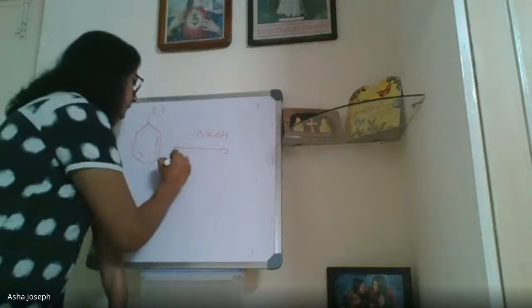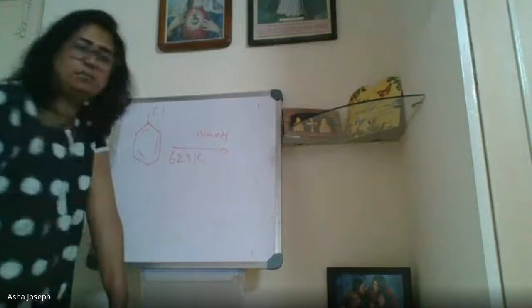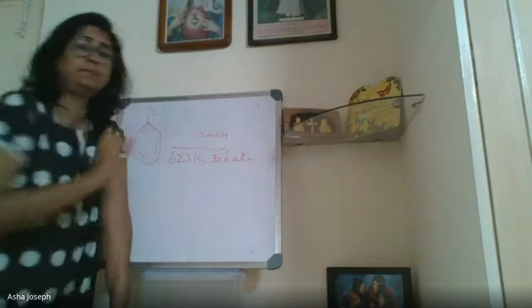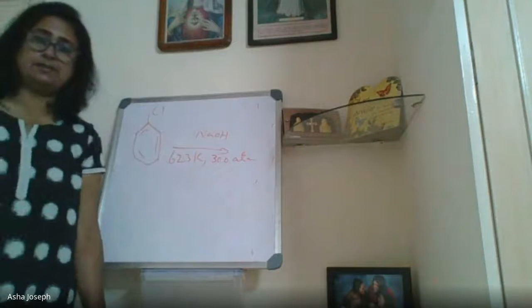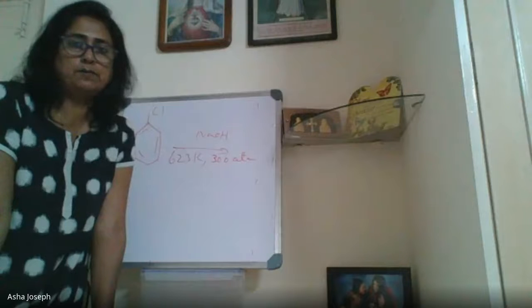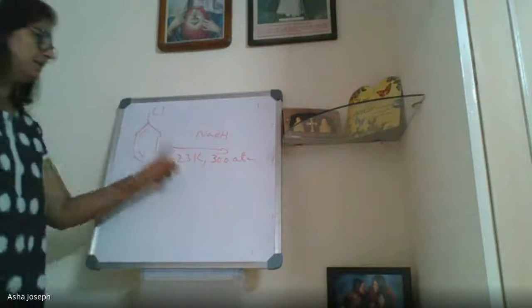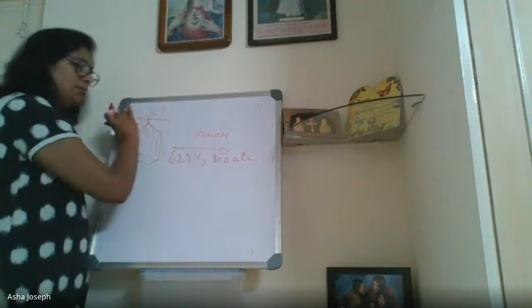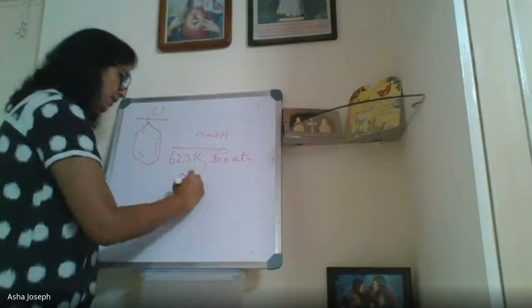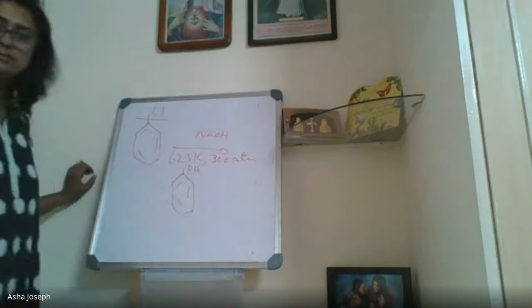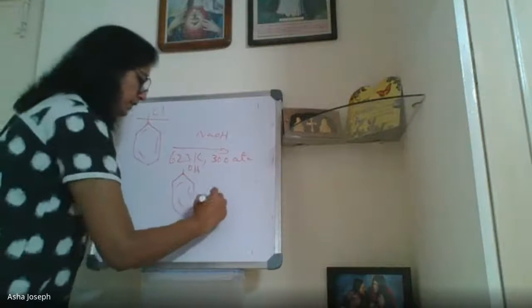So temperature 623 Kelvin, high temperature, isn't it? Pressure 300 atmosphere, that is also high. You see, drastic conditions are required for aryl halides to undergo nucleophilic substitution reaction. Then it will happen. At this high temperature and pressure, this bond will break and you will get this important compound. What is the name of this compound? Phenol. So you get phenol.